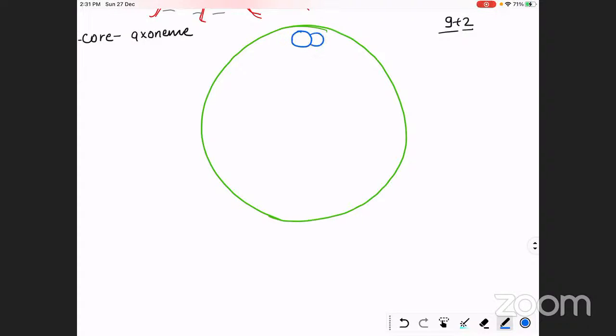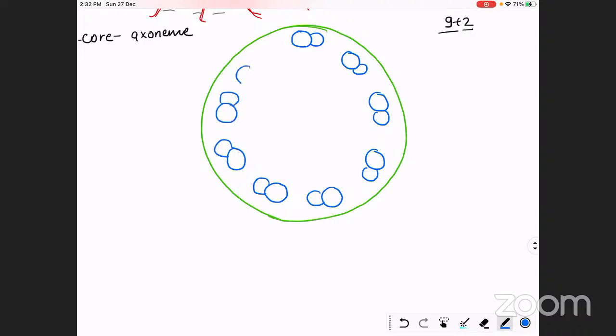1, 2, 3, 4, 5, 6, 7, 8, 9. So like this, we have 9 doublets of microtubule. You are seeing the structure from the anterior side. This is the structure of the anterior view. Basically, the microtubules are running like this, and on the back side you can see they are running like this.